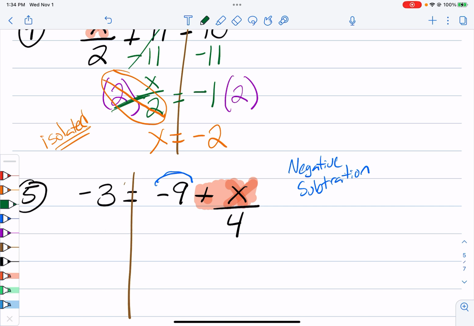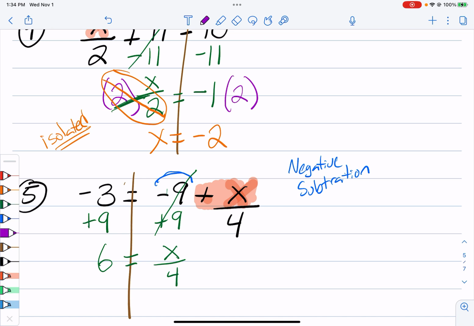So that means that if I want to get rid of a negative 9, I need to add 9 to both sides. Negative 9 plus 9 is gone. I have my x over 4. I don't have to write my plus sign because that's now just become a positive. And negative 3 plus 9 is 6. I owe someone $3. I got $9. I pay him back. I got 6 left.